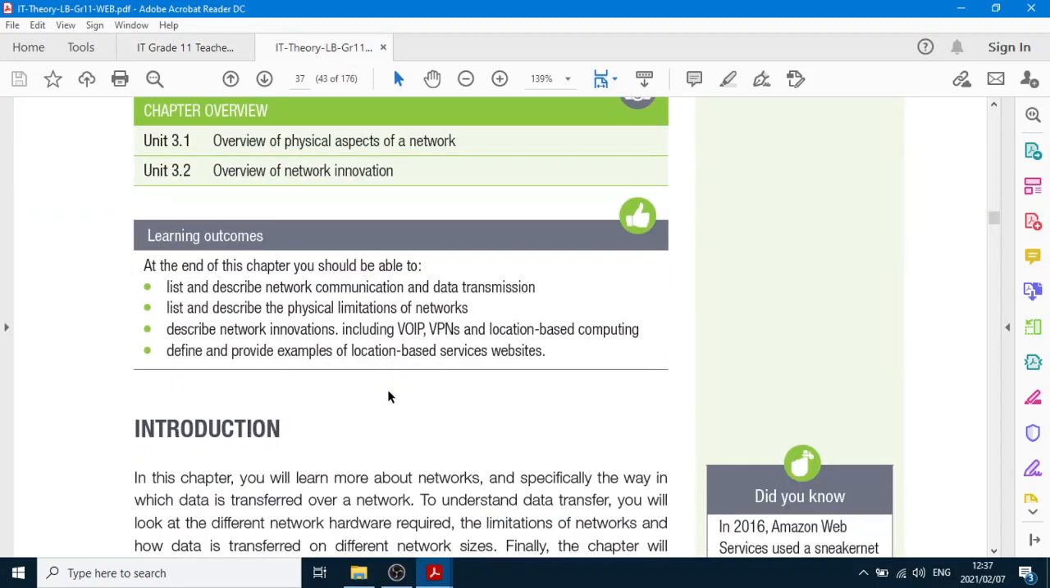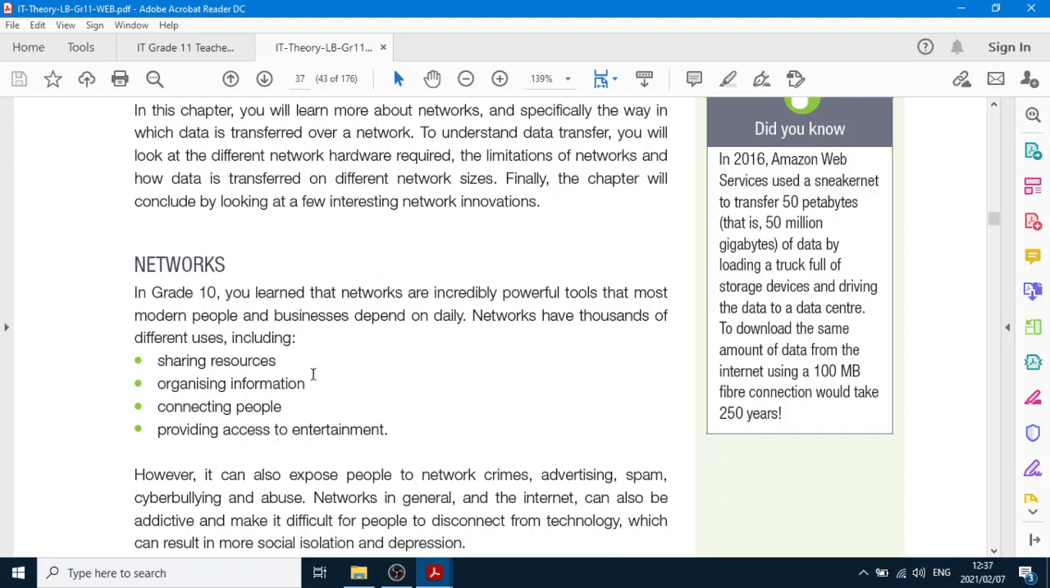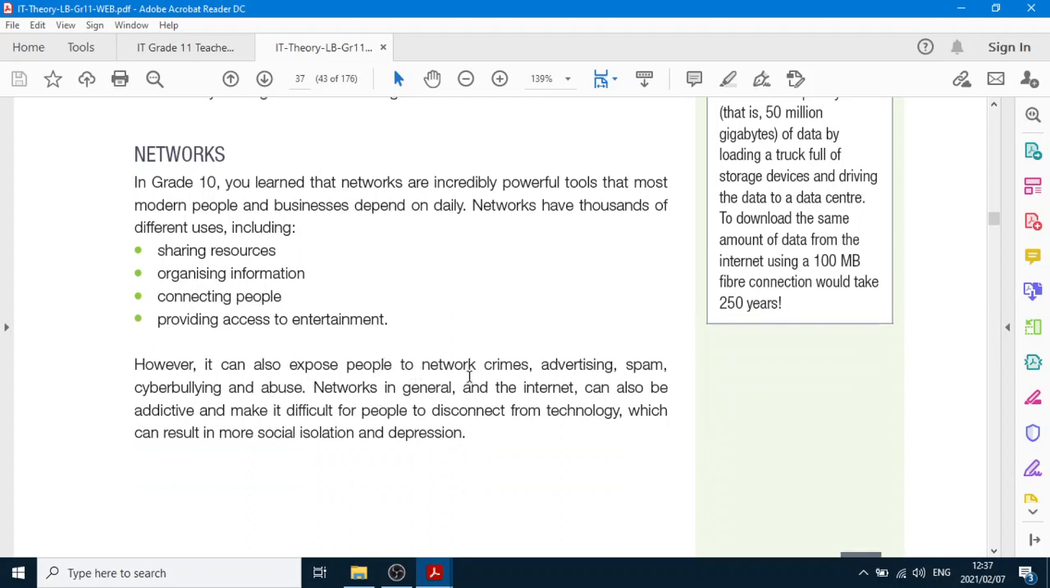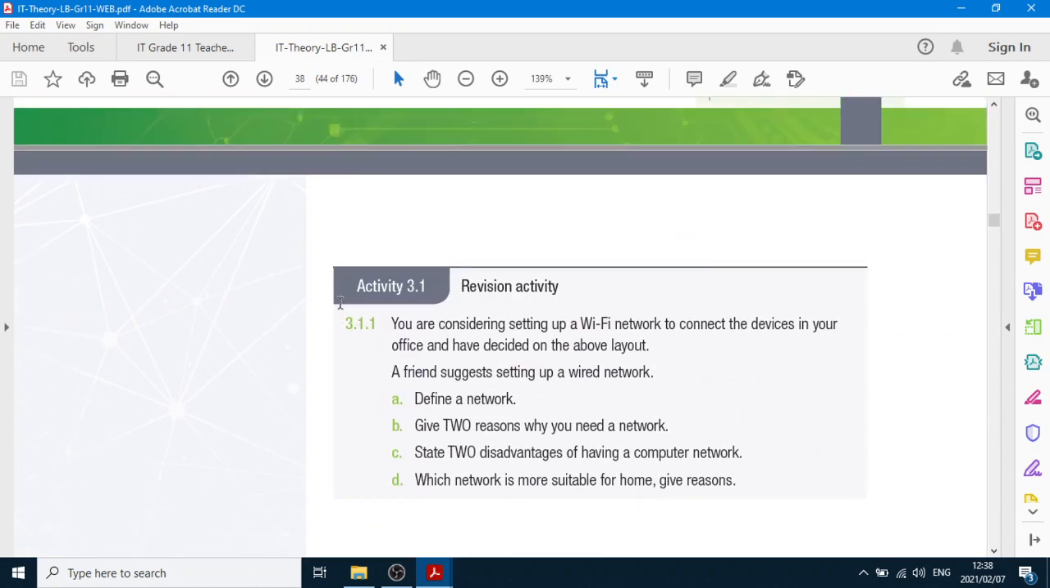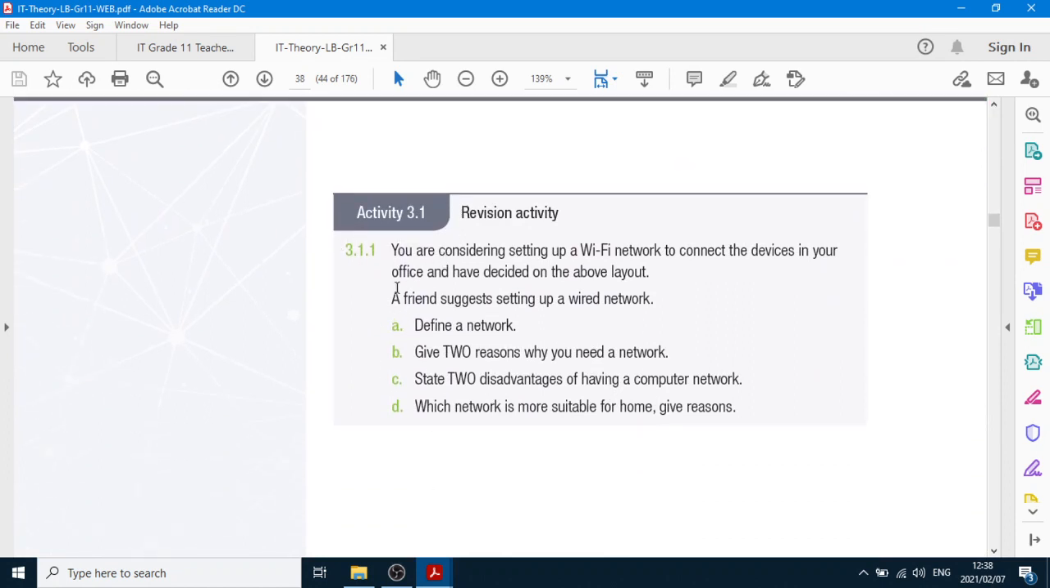Right, so let's have a look at what we've learned from grade 10, that networks are useful. Why? Share resources, organize information, connecting people, access to entertainment. But it can also expose us to network crimes, advertising, spam, cyberbullying and abuse. It also can be addictive and make it difficult to disconnect from technology, which will result in social isolation and depression.